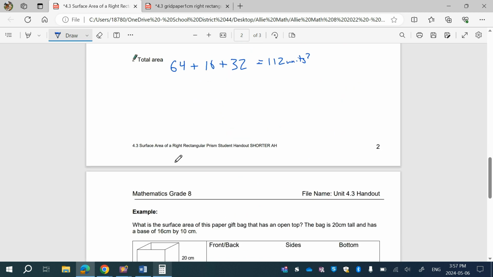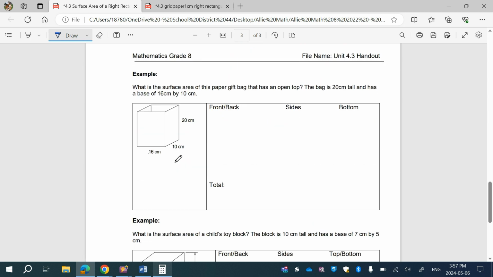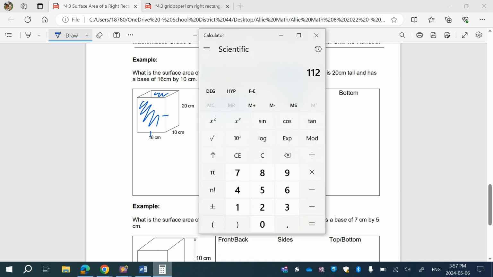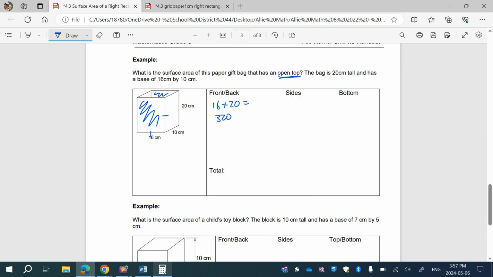So what have we got left? This is our last page. Another couple examples. What is the surface area of this paper or gift bag that has an open top? Okay, an open top. The bag is 20 centimeters tall, has a base of 16 by 10. So let's look at the front and the back. So this side and that side back there. It looks like it would be 16 times 20, which equals 320. And we got the front and the back, so we're going to times that by 2, and we get 640 centimeters squared.